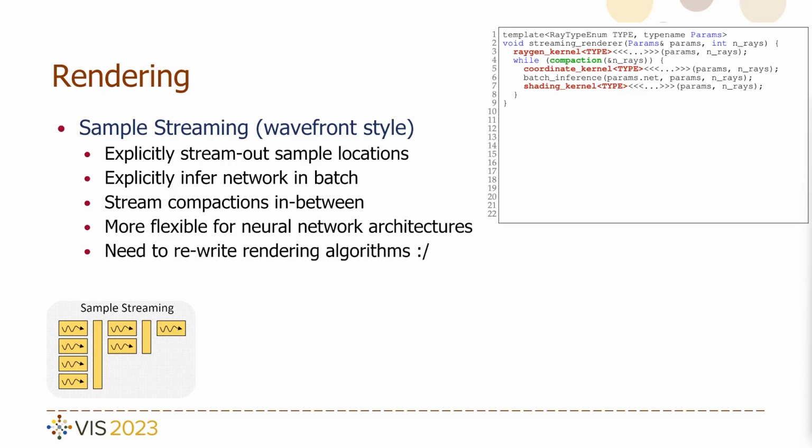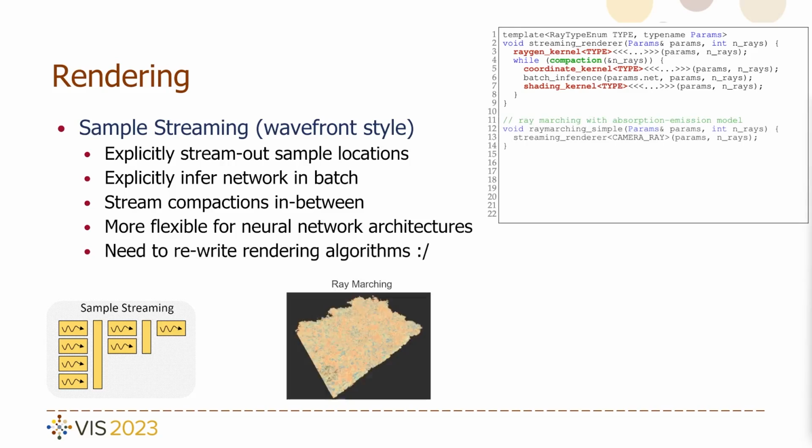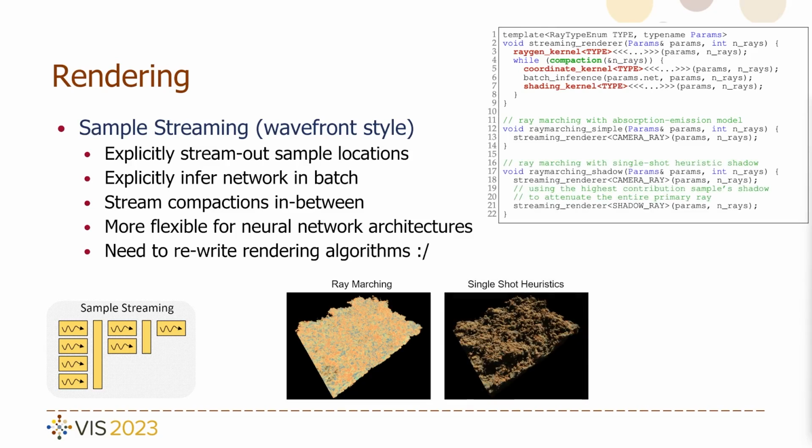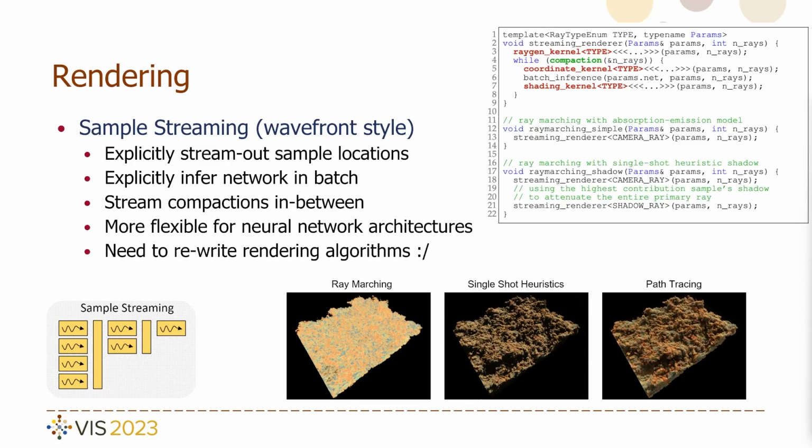In our work, we developed the algorithms for 3 distinct volume rendering styles: ray marching with single-shot heuristic shadows, and volumetric path tracing. The algorithms for ray marching and single-shot shadows are relatively straightforward. In the subsequent slide, we will delve deeper into path tracing.